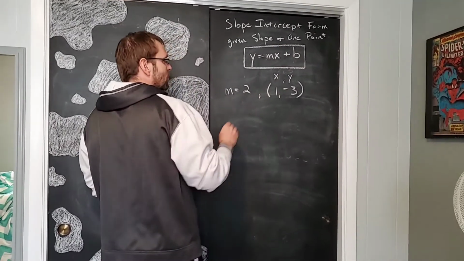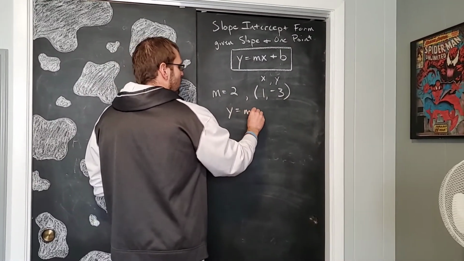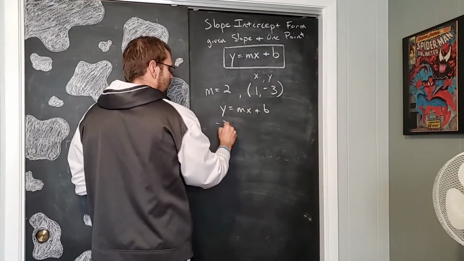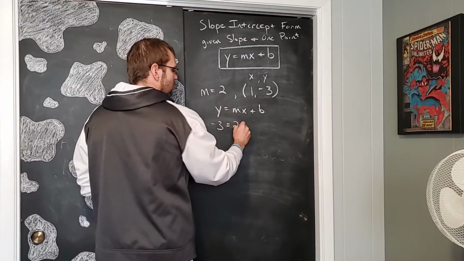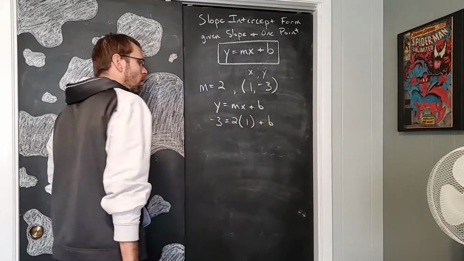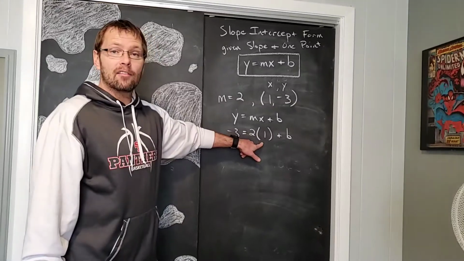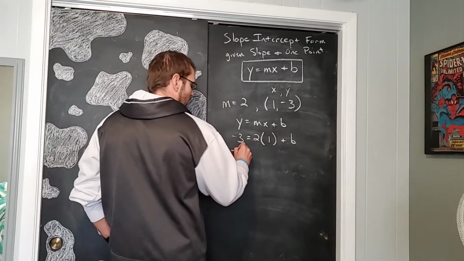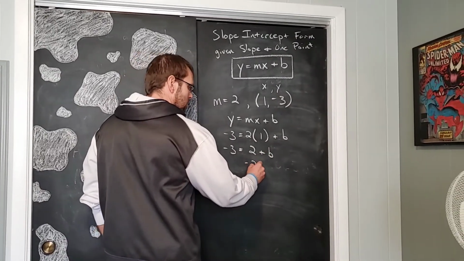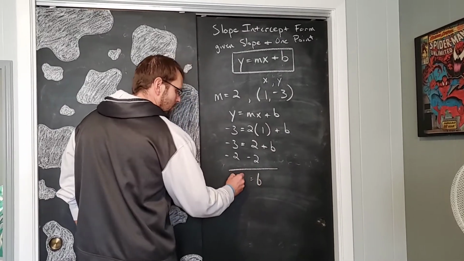So watch how this works. I'm going to say y, which is -3. Let me rewrite it down here, and then I'll fill it in below it. So y is -3 equals m is 2 times x is 1 plus b. Now all that I need to do is solve this for b, and then I'll have my intercept. So let me keep going. -3 equals 2 plus b, minus 2 to get b by itself, and I end up with b equals -5.